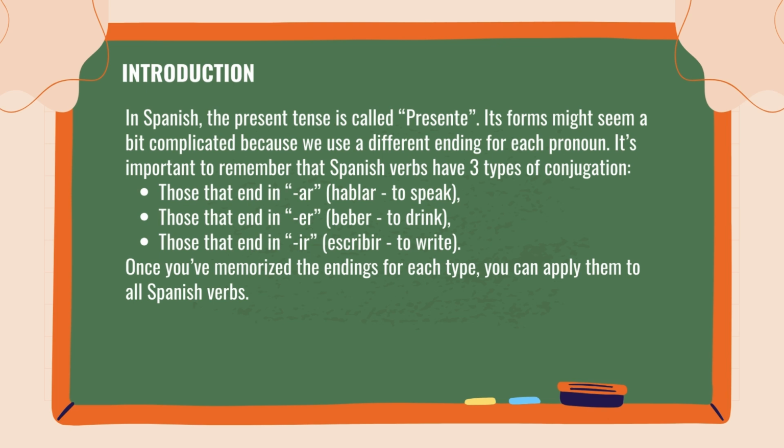It's important to remember that Spanish verbs have three types of conjugation. We have verbs that end in -ar, like hablar, which means to speak. Then, we have verbs that end in -er, like beber, which means to drink. And finally, we have verbs that end in -ir, like escribir, which means to write. Once you've memorized the endings for each type of verb, you can apply them to all Spanish verbs.